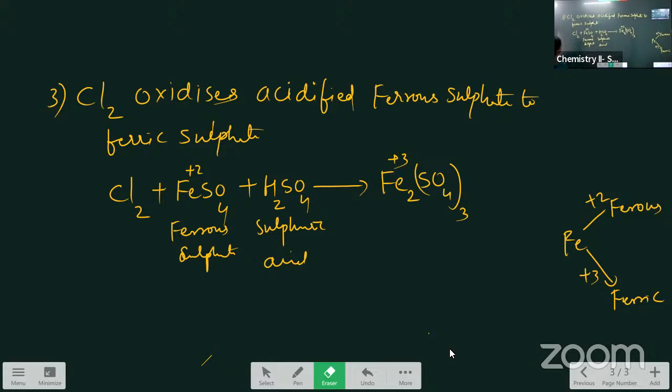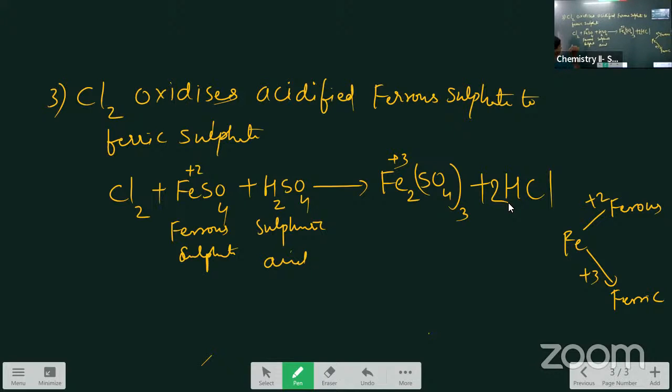Now apart from this, what else you will get? Chlorine we are having here. So you get HCl. HCl. So how many chlorines are there? So 2 chlorines. Okay. So Cl2 oxidizes ferrous sulfate to ferric sulfate.